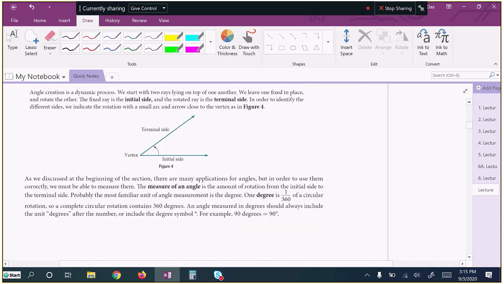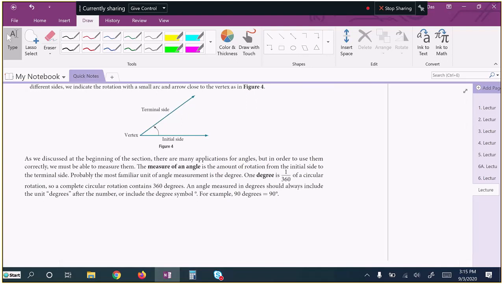As we discussed at the beginning of this section, there are many applications for angles, but in order to use them correctly, we must be able to measure them. Measure of an angle can be done primarily in two ways. One is called the degree measure, and the other is called the radian measure. The most familiar unit of an angle measure is the degree measure, where 1 degree is 1/360th of a circular rotation.